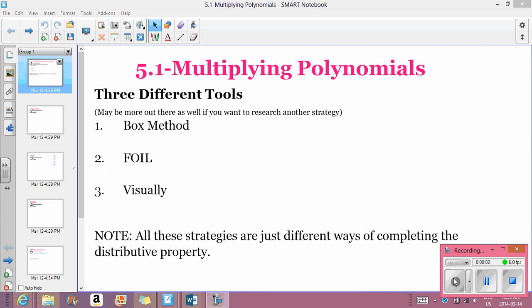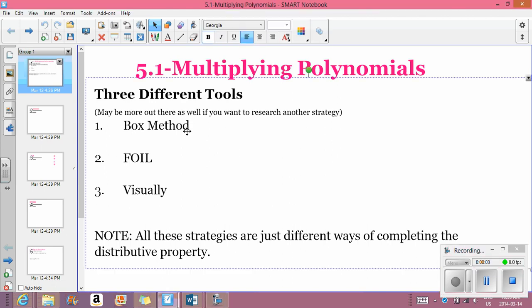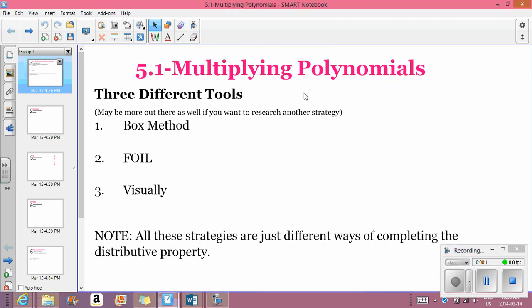Okay, so now we're on to 5.1. This is multiplying polynomials. Now it's going to be so much fun. You're going to have so much fun doing this. I'm going to show you 3 different tools or 3 different ways that you can do this multiplication.